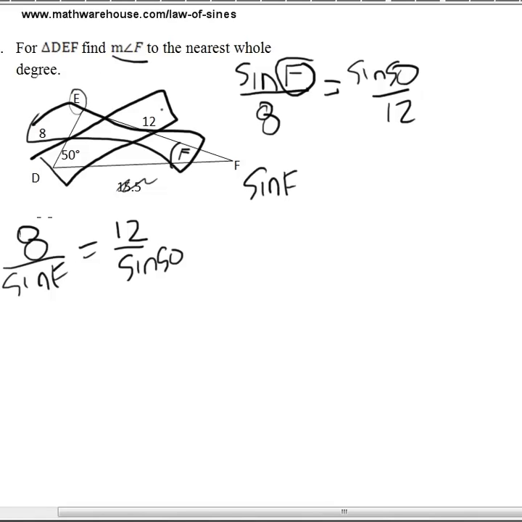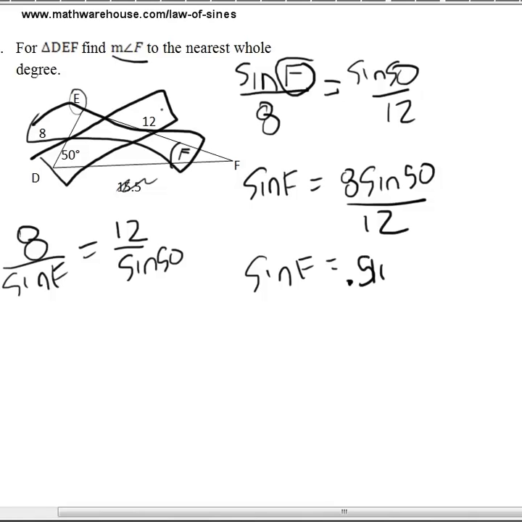All right, so the next step is just to cross multiply, 8 sine of 50 over 12. And here we need to get our calculator out. And the sine of f is 0.51069.